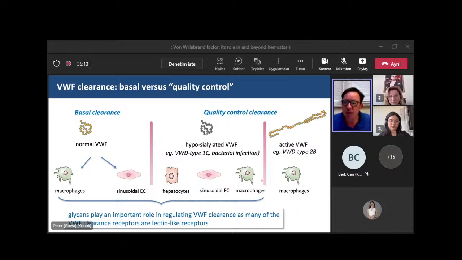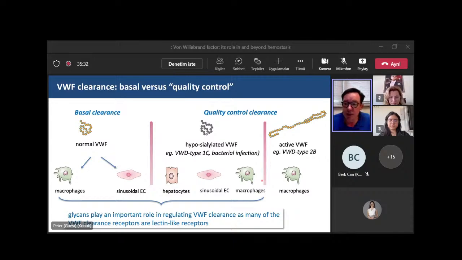So what kind of clearance do we have? Of course, there is the basal clearance, where just normal VWF is being removed from the circulation, and it's there where macrophages and sinusoidal endothelial cells are important. But we also know that there is some kind of quality control clearance.